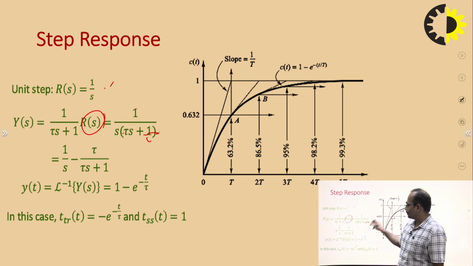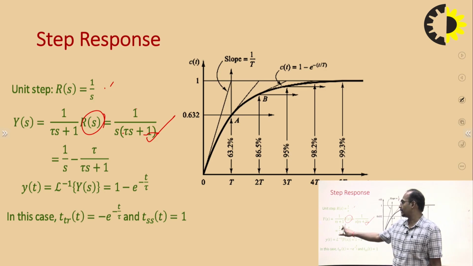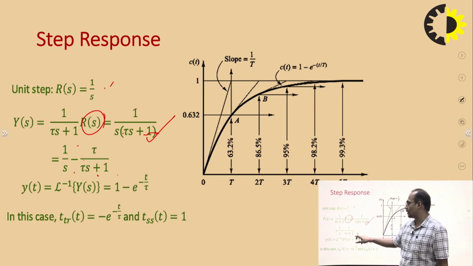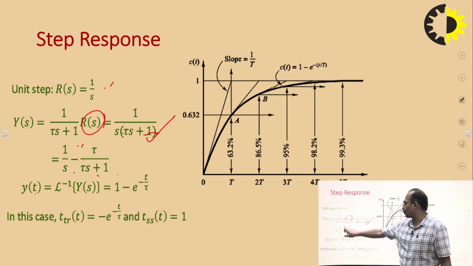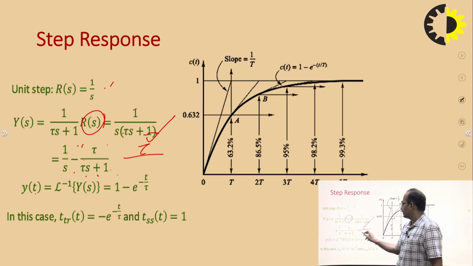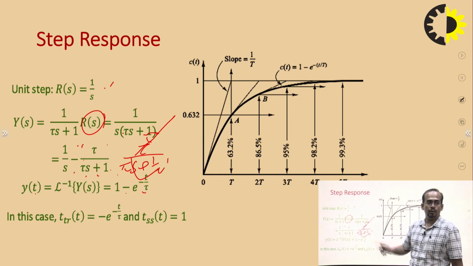After solving this by using partial fractions, I will get 1 by s minus tau by (1 plus s tau). By taking the inverse Laplace of this, what will I get? I will get y(t) equal to 1 minus, you can take tau common here, it will become 1 by (s plus 1 by tau). Tau will cancel out, so you will get 1 minus e to the power minus t by tau.